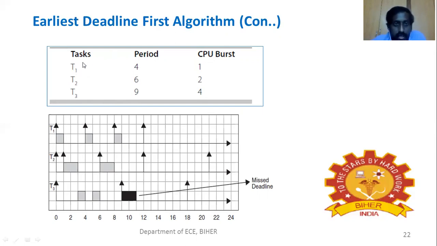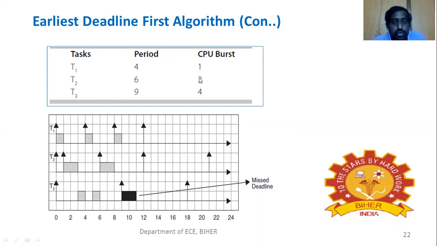For T1, the period is less. In the earlier slide we discussed that the task with minimum time period can be executed. So T1 is executed first, after that T2, and then T3. The condition is that every task should be completed within the deadline itself. The deadline for the first task is 4, so T1 is completed within 4. Here T2 is completed within 6.